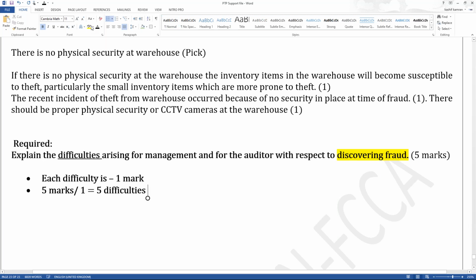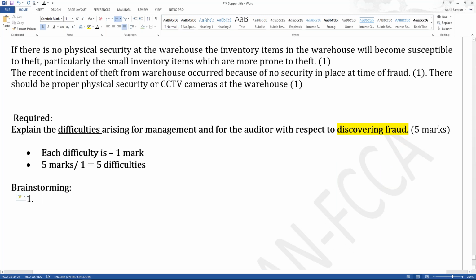I believe if I can just give you a quick brainstorming on this, you have to put paragraphs, right? I'm just giving you the 5 key points. I think it's difficult for management to discover fraud because mostly the fraud is done with perfection and with an element of concealment, and it makes the discovery of the fraud difficult, right? So normally the fraud is done with perfection and concealment, making it very difficult for the management.